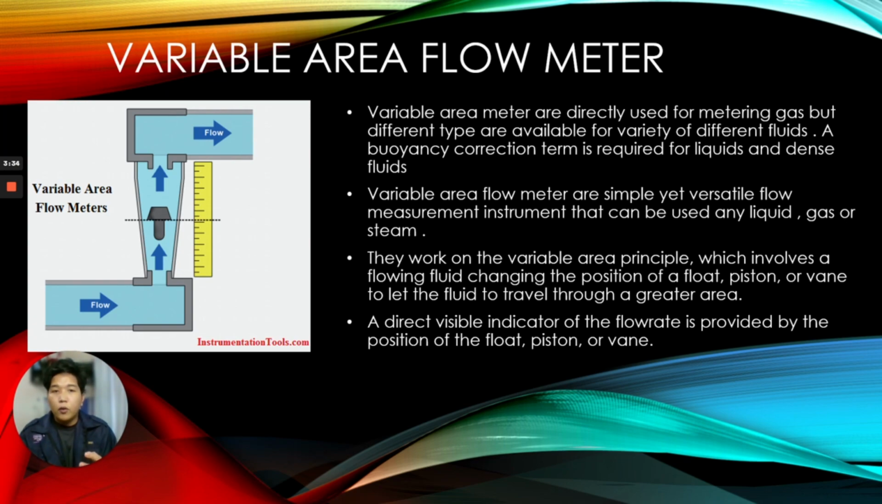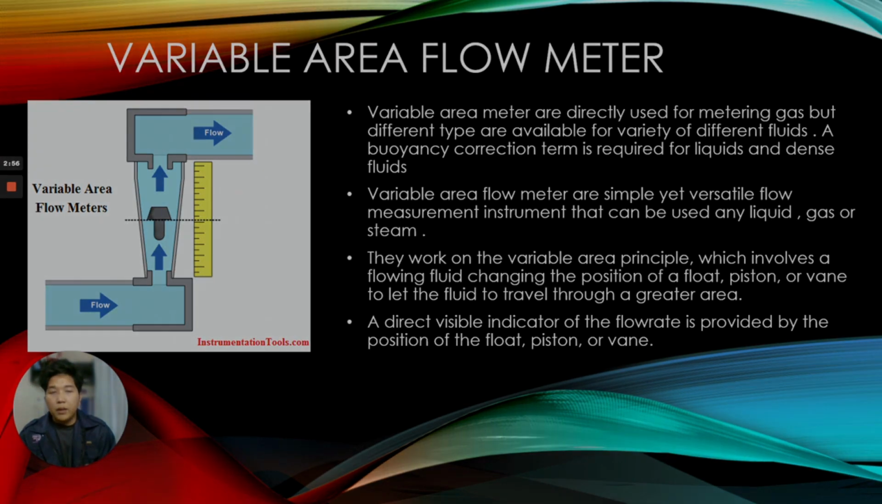Variable area flow meters are simple yet versatile flow measurement instruments that can be used with any liquid, gas, or steam. They work on the variable area principle, which involves a flowing fluid changing the position of a float, piston, or vane to let the fluid travel through a greater area. A direct visible indicator of the flow rate is provided by the position of the float, piston, or vane.